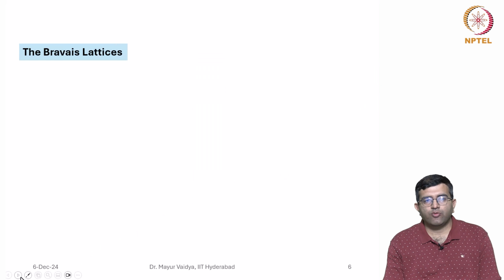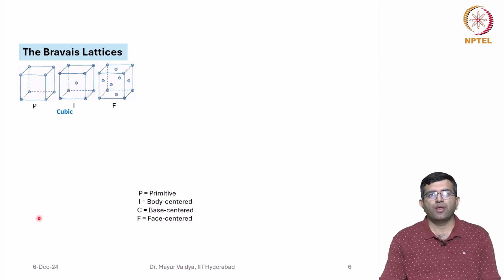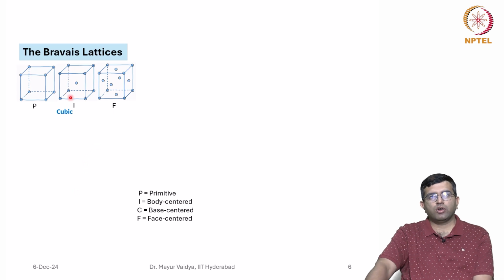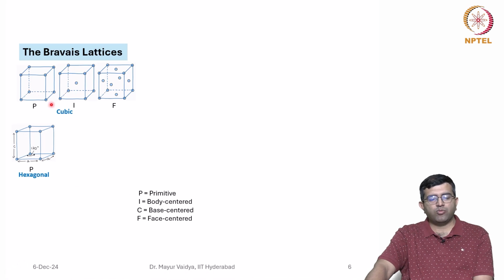Then for these 7 crystal systems, there are 14 Bravais lattices. You might have heard of the cubic Bravais lattice, which has a simple cubic unit cell, a body centered and a face centered. Similarly, for hexagonal, you have a primitive. This P basically is primitive, means only the corner atom, or the number of atoms per unit cell is 1. So, you have a hexagonal primitive unit cell.